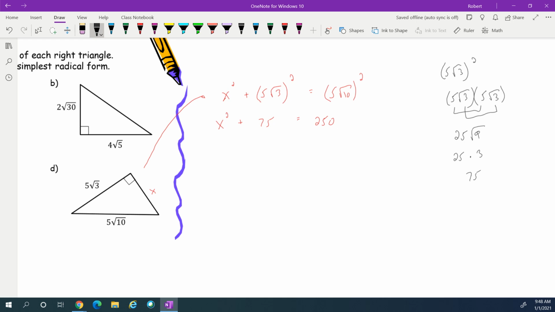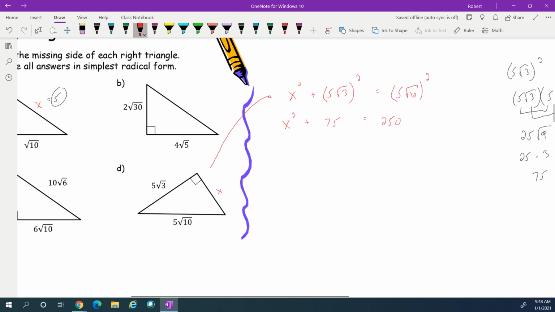Of course, we're going to follow through, and we're going to subtract our 75 from both sides, giving us x squared equals 175. And of course, we have to take the square root. Now, the problem here is that we're working with radicals, and our answers have to be in radical form. So I cannot just put this into the calculator. I'm going to have to work this out.